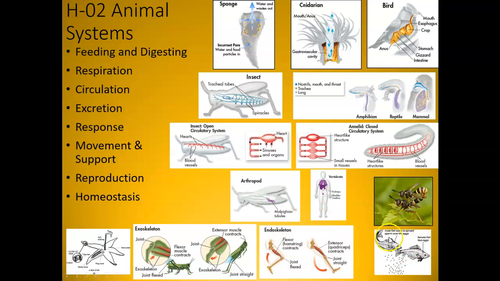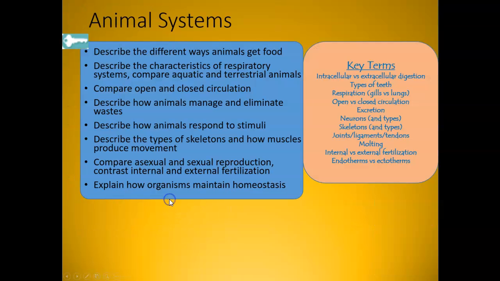For reproduction, we have internal fertilization or external fertilization. And then homeostasis is the static or balanced state of things internally. All of these things have to be worked in somehow to maintain homeostasis. All right.